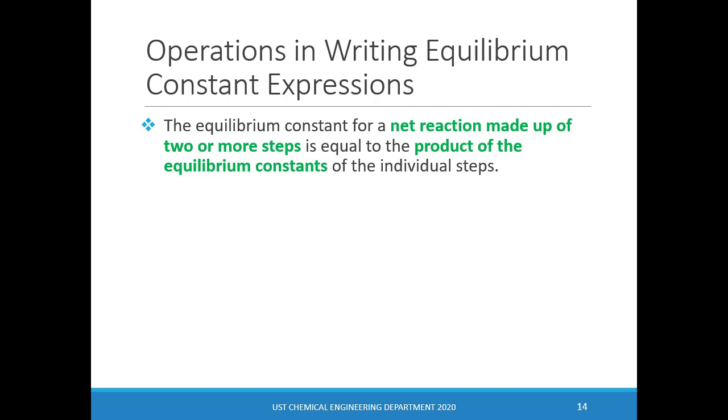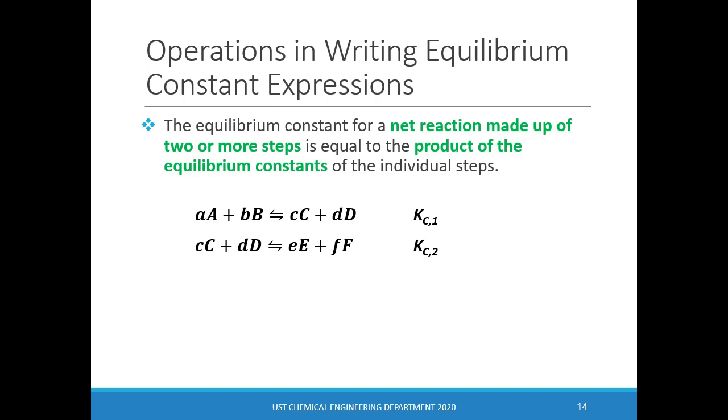Finally, the equilibrium constant for a net reaction that is made up of 2 or more steps is equal to the product of the equilibrium constants of the individual steps. For this operation, you also have to remember the rules for getting the net reaction. For example, in the first reaction, substances A and B react to form substances C and D. This reaction has a corresponding equilibrium constant, or Kc1. In the second reaction, C and D react to form substances E and F. This reaction also has a corresponding equilibrium constant, which is Kc2.